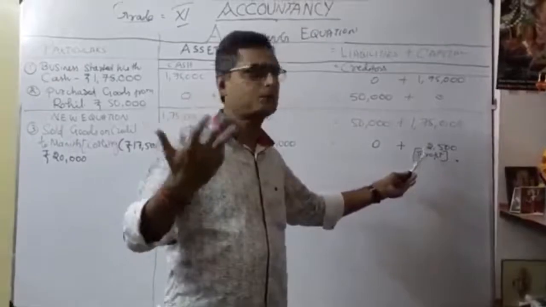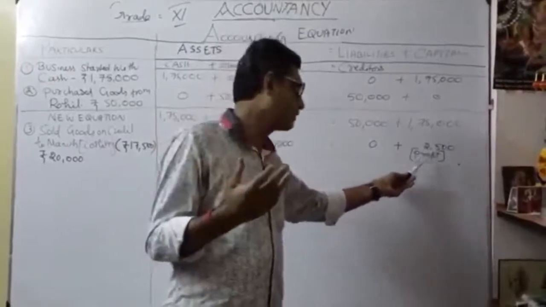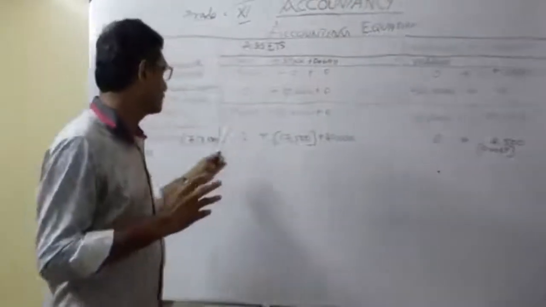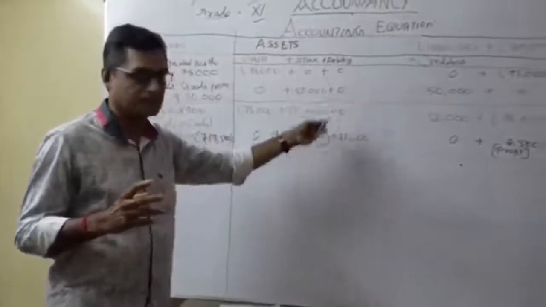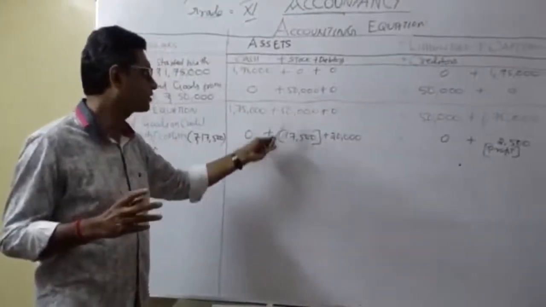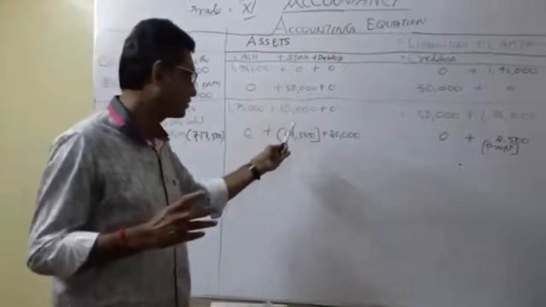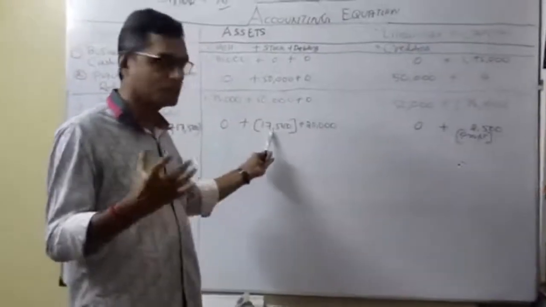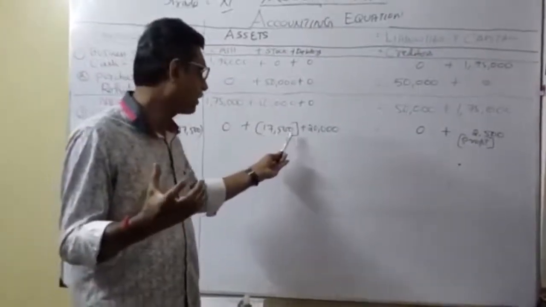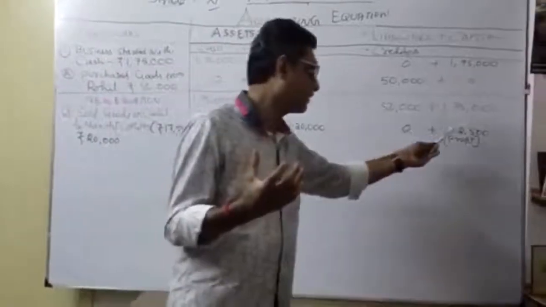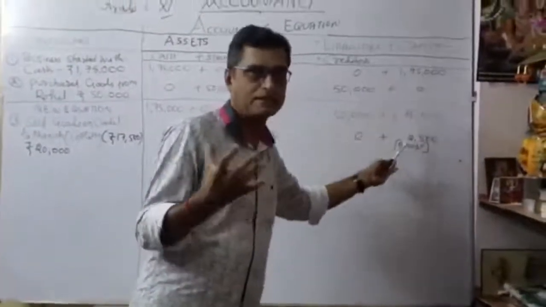When you watch, you will be confused how the 2,500 came. That's why I mentioned the bracket. Now understood? Okay, so 20,000 I showed as debtors, 17,500 I showed as stock. Under that, the 2,500 is the profit on the 17,500 worth of goods I sold for 20,000. The 2,500 I showed under capital as a profit.